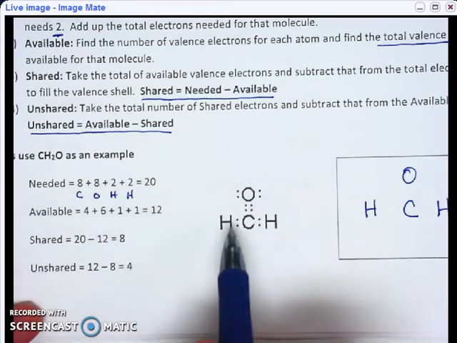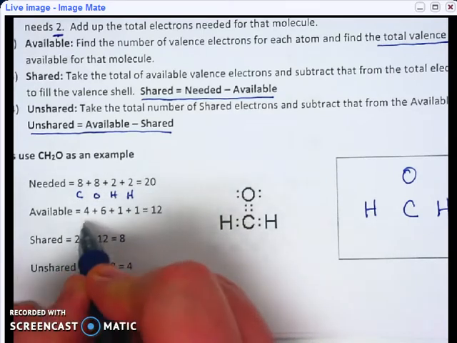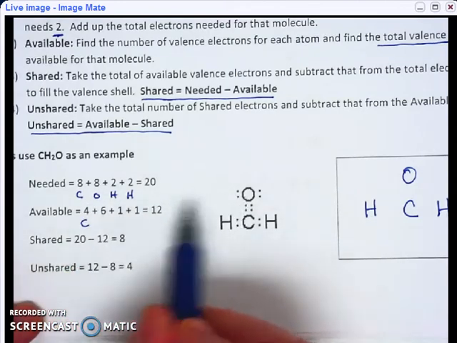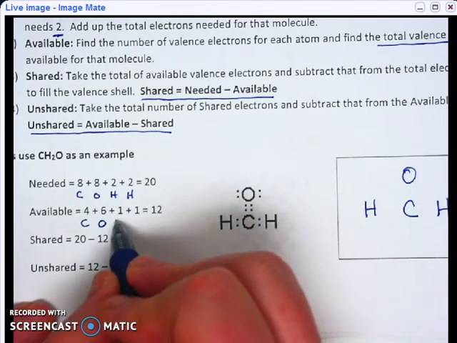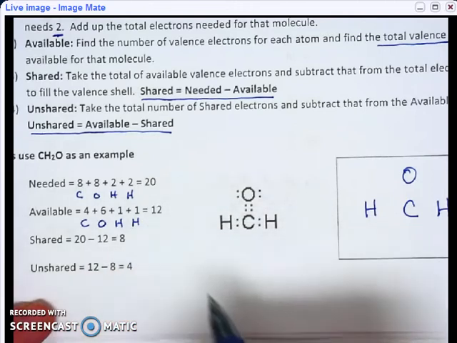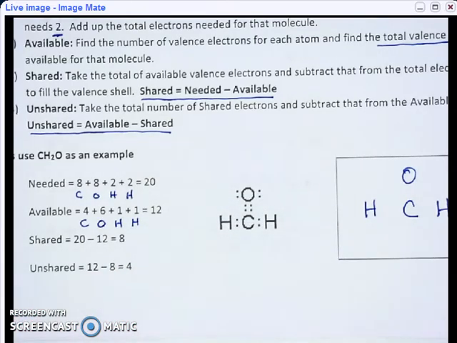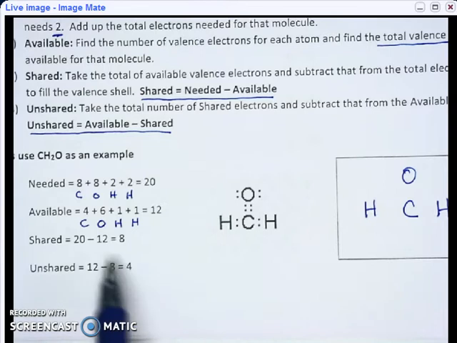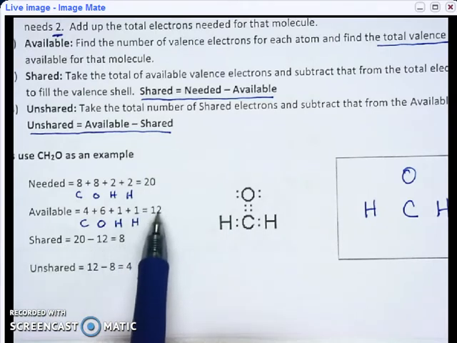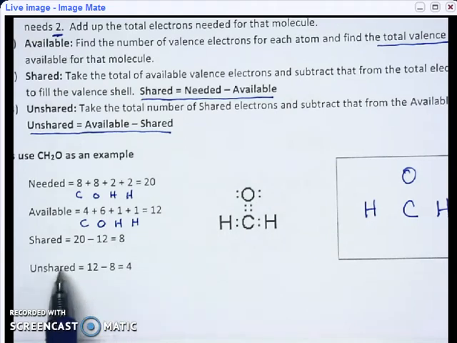Under the available, we look at the column, the group or family it's in. Carbon would have 4 valence electrons. Our oxygen has 6, and each of these hydrogens need only 1. So you might go and be looking at your periodic table to know where I get that from, because that seems to be a common problem. I add them up to get 20. I add available up to get 12. And all I do after that is to take 20 minus 12, which gives me 8 shared, and then my 12 minus 8 for my unshared.